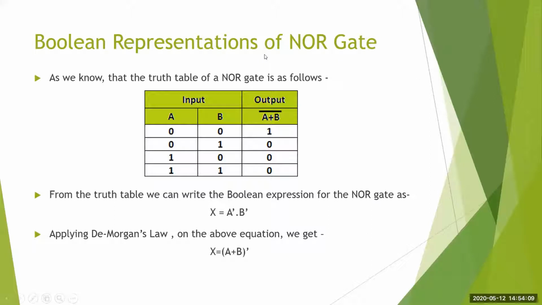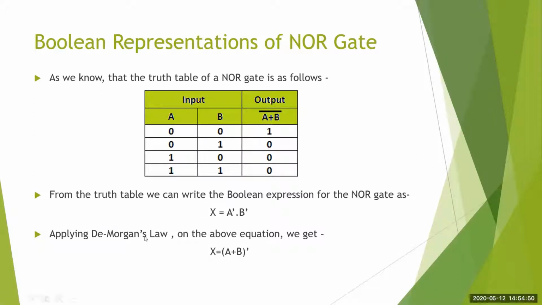Now, talking about the Boolean representation of the NOR gate, we can derive the Boolean representation of any gate with the help of a truth table. For example, here we can see the truth table of a NOR gate. Now, we know that we use the sum of products form, taking the product terms only where the output equals 1. So, from the truth table, we can write the Boolean expression for the NOR gate as X equals A complement dot B complement.